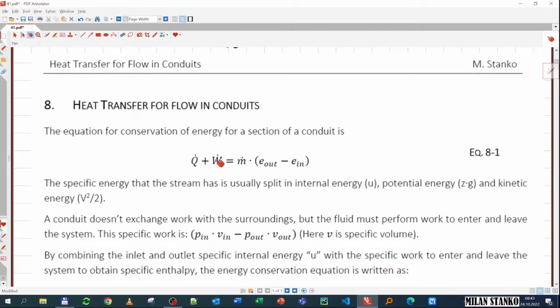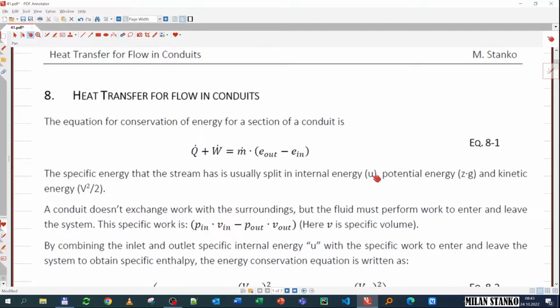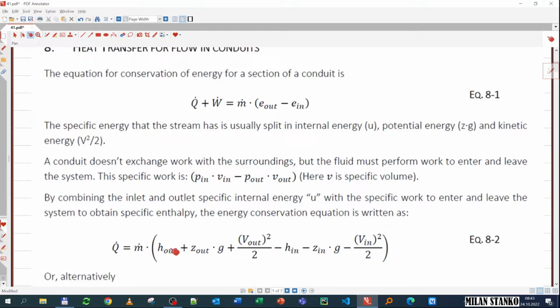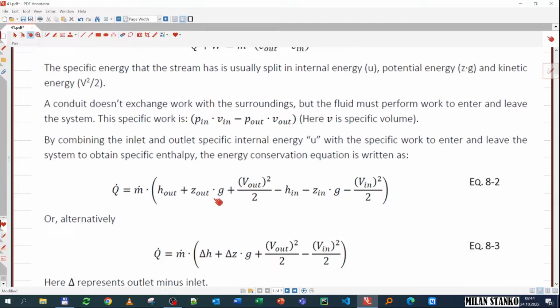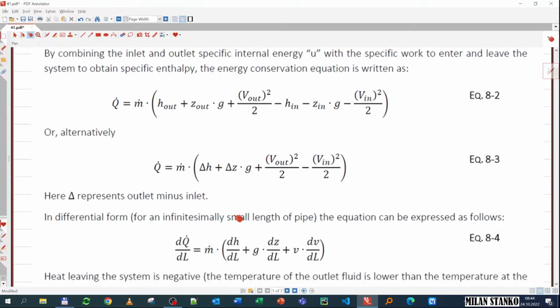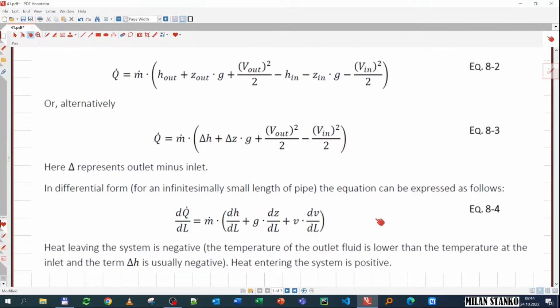So then with Q, we neglect W, and the PV we merge together with the U, and then we end up with a specific enthalpy, H, which is another thermodynamic property. PV and U are all thermodynamic properties, and when I combine them together, I end up with another thermodynamic property, H. And that's how it looks: H, specific enthalpy, potential energy, and kinetic energy. Then I can express those in terms of deltas, the difference between in and out, and I can also express it in differential terms. It looks like that.